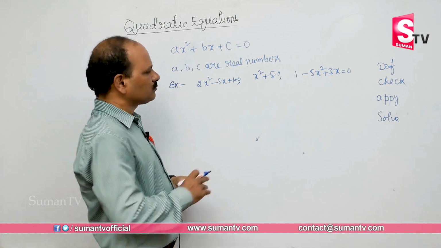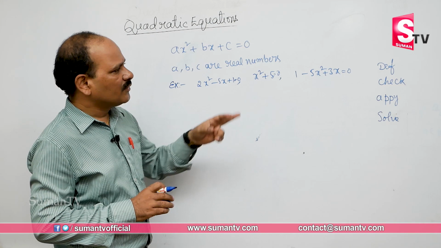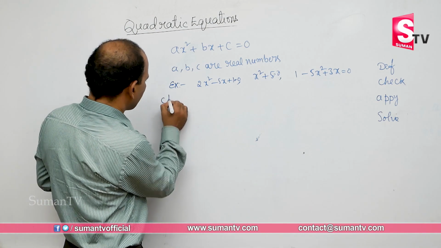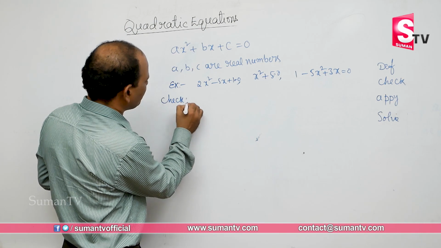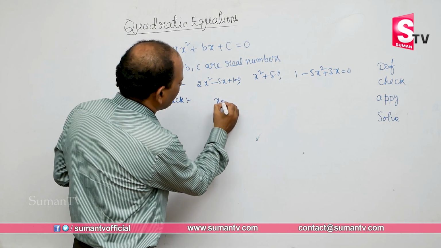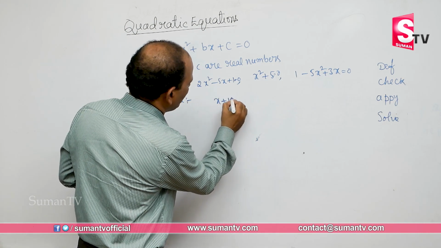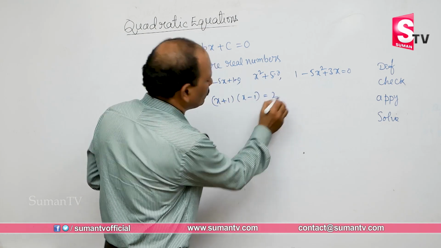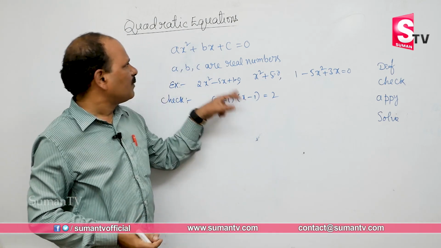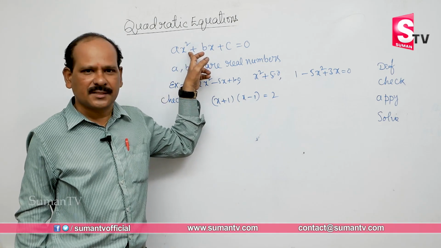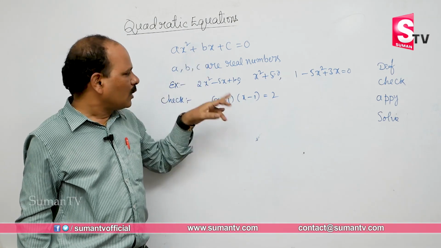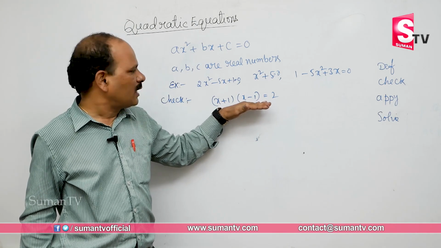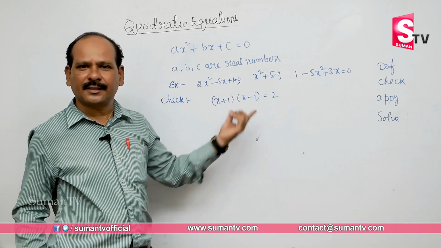Now, how to check whether an equation belongs to quadratic equation? Here, check (x plus 1)(x minus 1) is equal to 2. It is not in the form of ax square plus bx plus c. Now, how to check whether it is a quadratic equation or not? I have to simplify the left side terms.